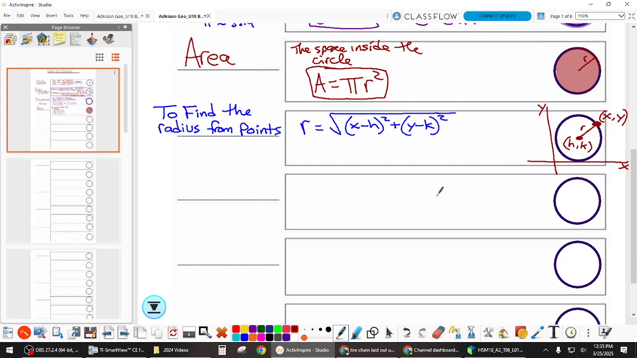Of course, we need to label that R. Okay? So H, K is the center. I suppose we should go on to say, and X, Y is a point on the circle.